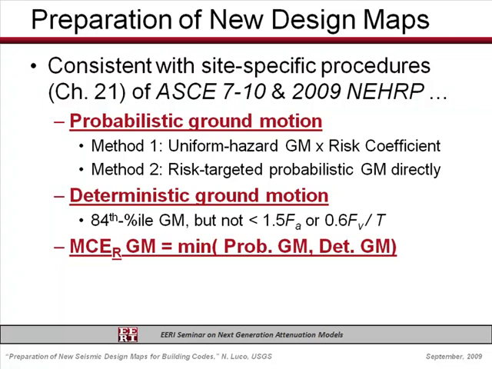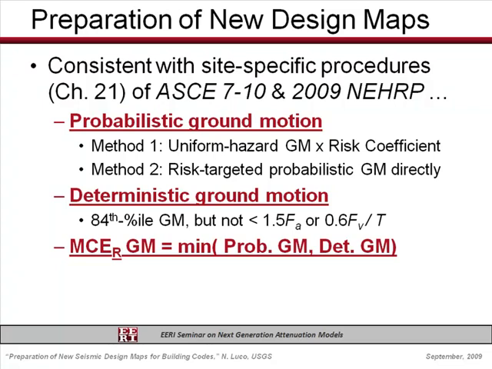The deterministic ground motions are similar to before in previous codes, as Charlie mentioned, and in one bullet you can describe them as 84th percentile ground motions, but not less than some lower limits, which correspond to UBC Zone 4 values. So it's either not less than 1.5 times the short period Fa factor, or 0.6 times the 1 second Fv factor divided by T.